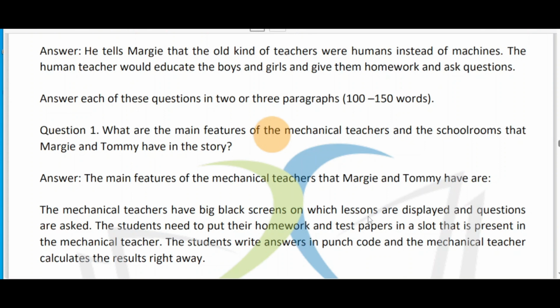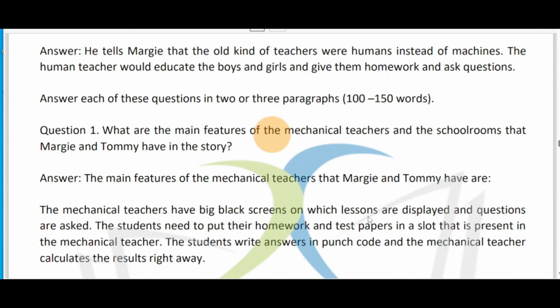Mechanical teachers had a big black screen on which all the chapters are displayed and questions are asked. The students need to put their homework of the previous day and the report of test papers in a particular slot that is present in the mechanical teacher only. The students write answers in punch code.